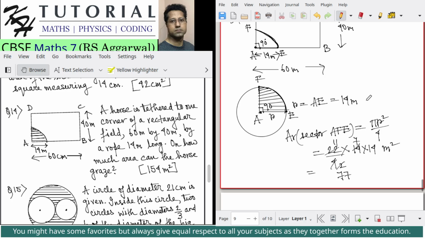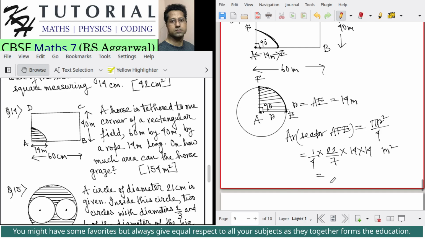Pi r square by 4, I did it wrong, sorry. Pi r square by 4, that is fine. Now this is 1/4 multiplied by pi, which is 22 by 7, and r will be the radius of the circle, which is nothing but the length of the rope by which the horse is tied. So this is 14 multiplied by 14 meter square.